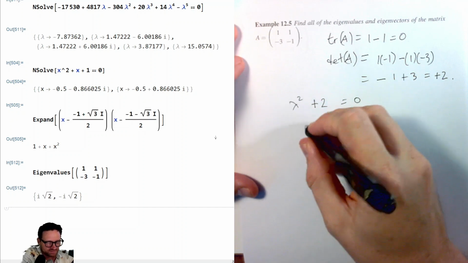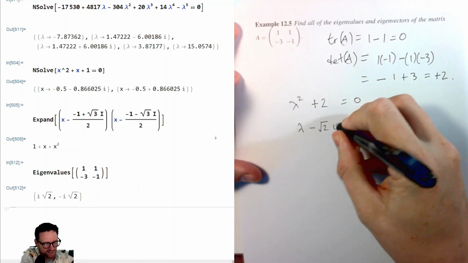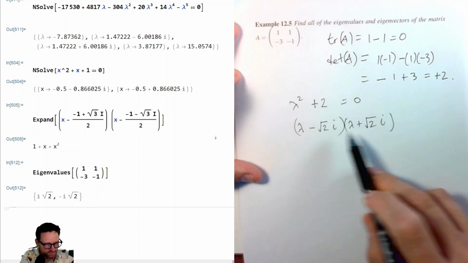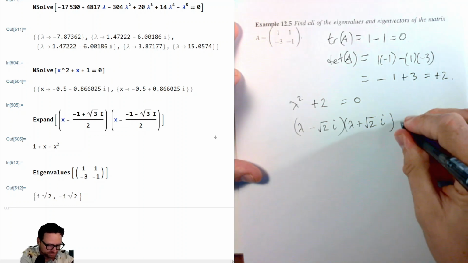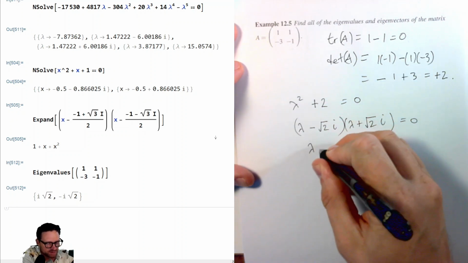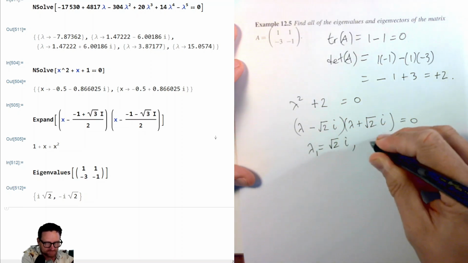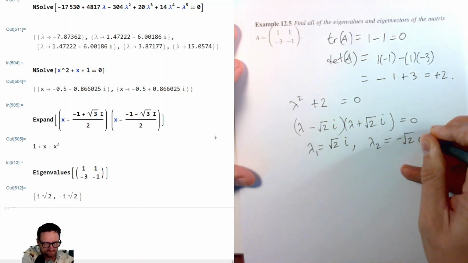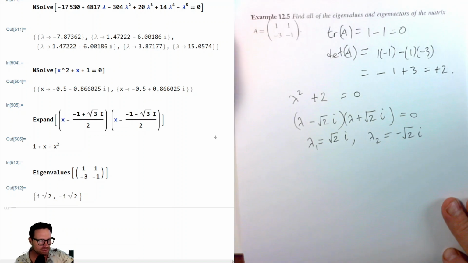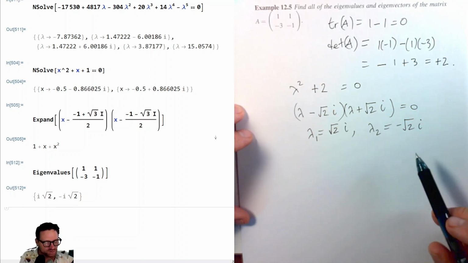Now the roots of this, we've got lambda minus root 2i times lambda plus root 2i. When we expand this, we get lambda squared plus 2. Or you could use the quadratic formula to do this. Now this says lambda 1 equals plus root 2i, and lambda 2 equals minus root 2i. So these are our eigenvalues. They're complex and not real. And so now let's have a look at the corresponding eigenvectors.